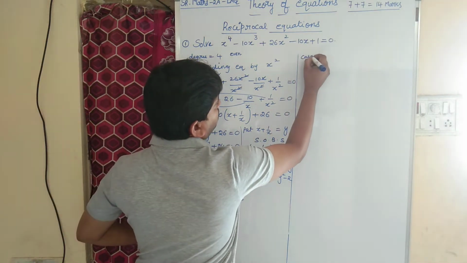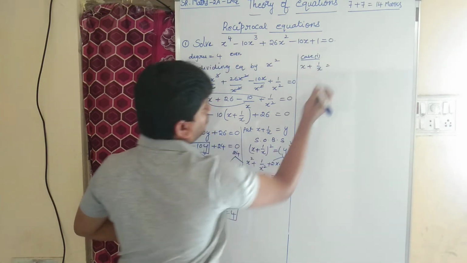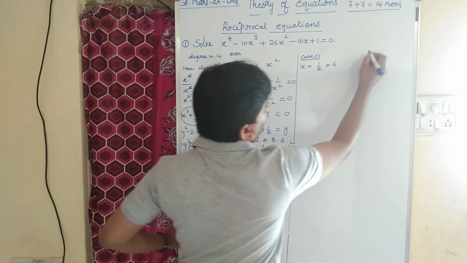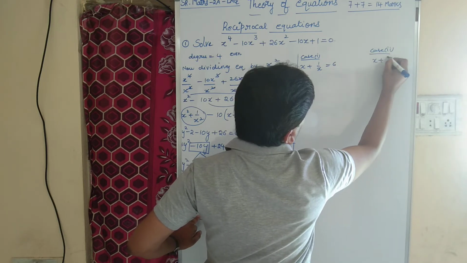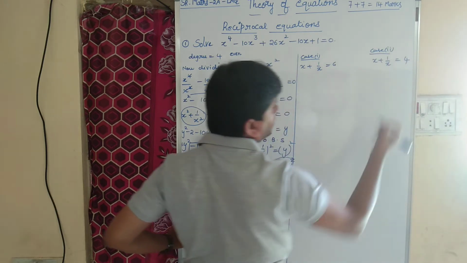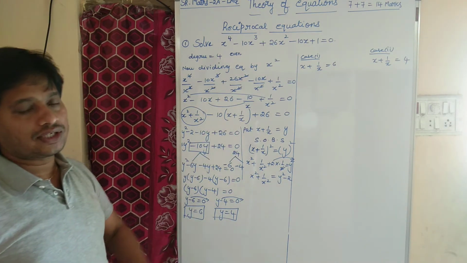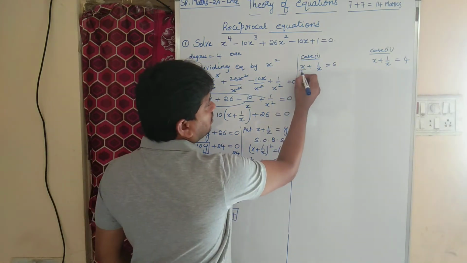Case 1: x plus 1 by x equal to, the value of y is 6. In case 2: x plus 1 by x is equal to, we got the value of y is 4. Now again we need to solve these two equations, hence you will get the values of x, right? Now here nothing means 1, children.